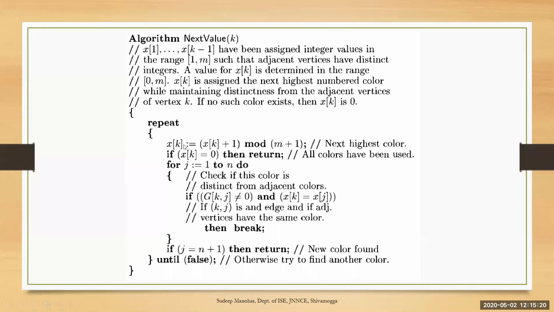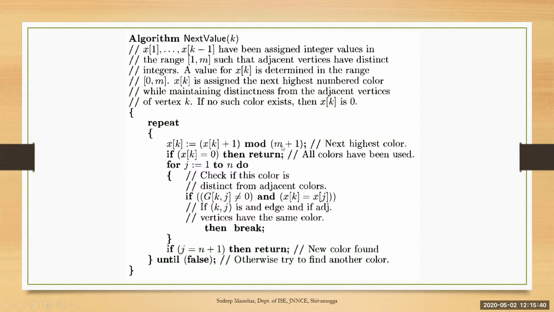First step, x of k, that is x of 1, k is 1, is equal to x of k plus 1. What was there in x of k? It was 0. So now it increments to 1. So now x of k becomes 1. I hope you are getting it. x of 1 is 1 now, and the rest will be 0.